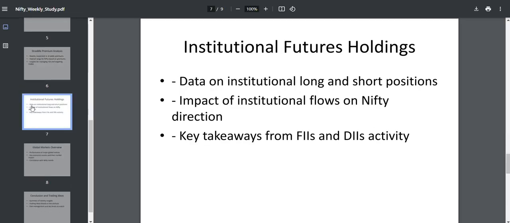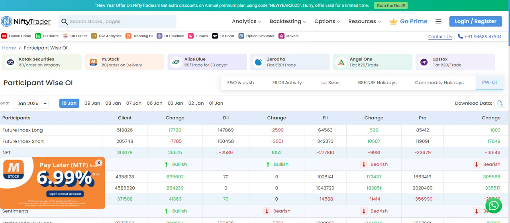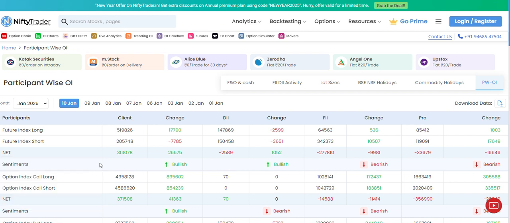parameter, that is institution future data. If you look at the institution future data, you can clearly see now DII is going on the bullish side and the FII is going on the bearish side. So once again, this looks like a mixed view only. That is what we could see for this week.